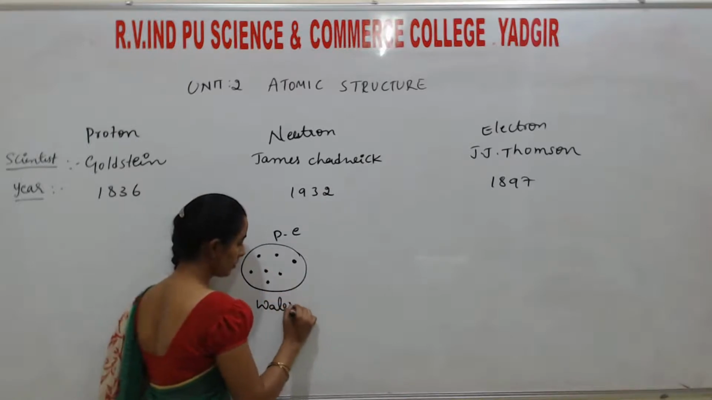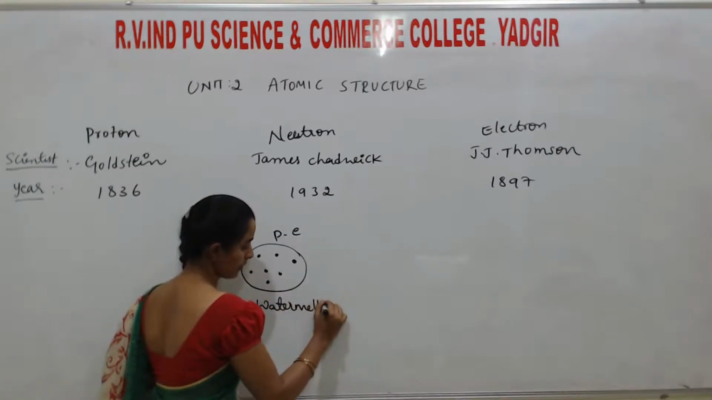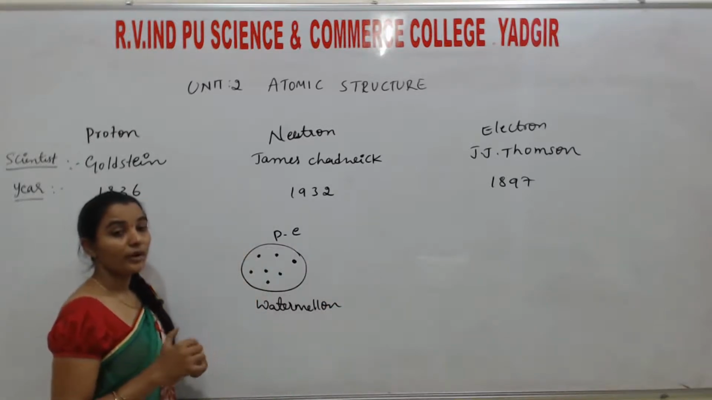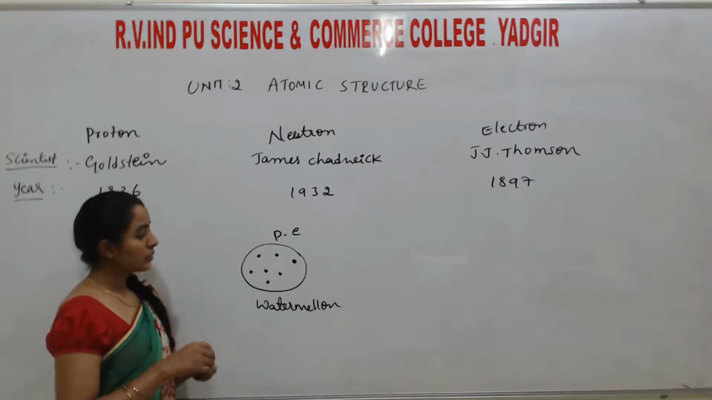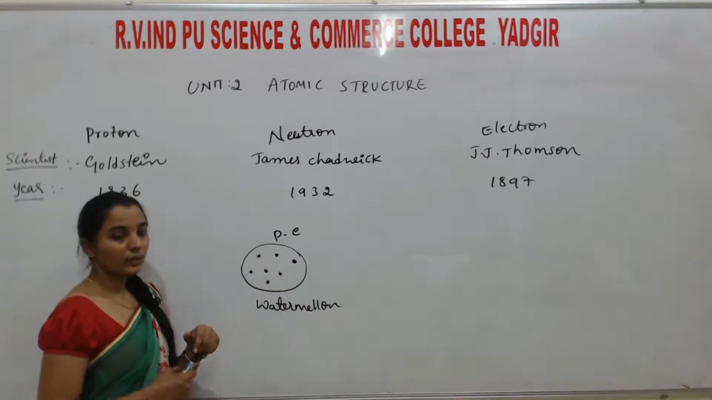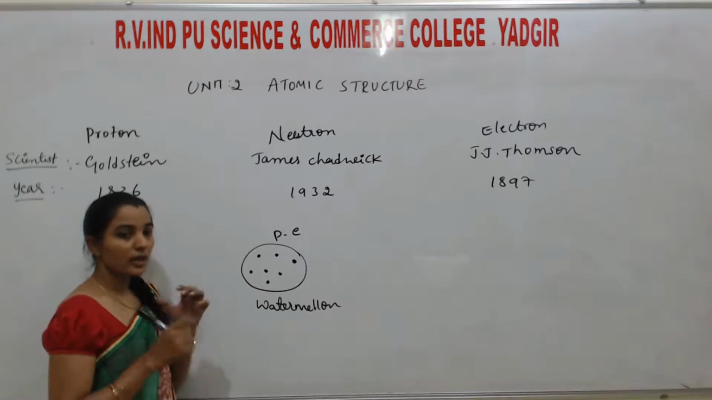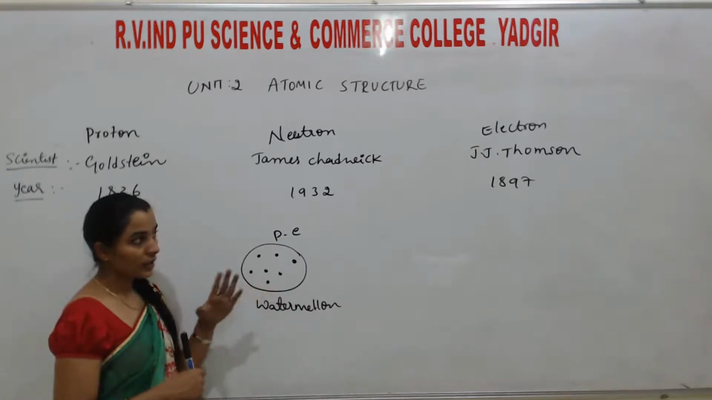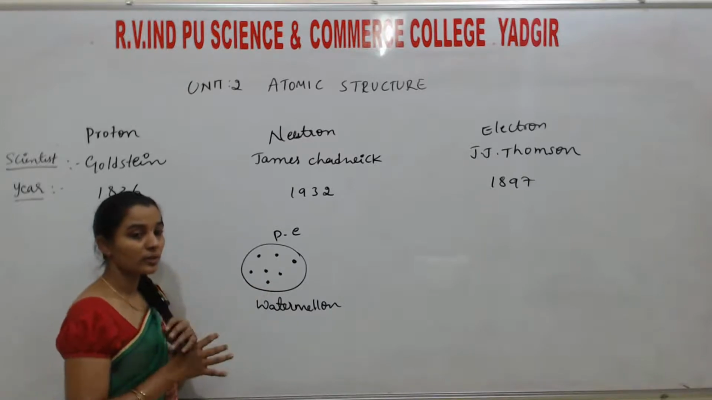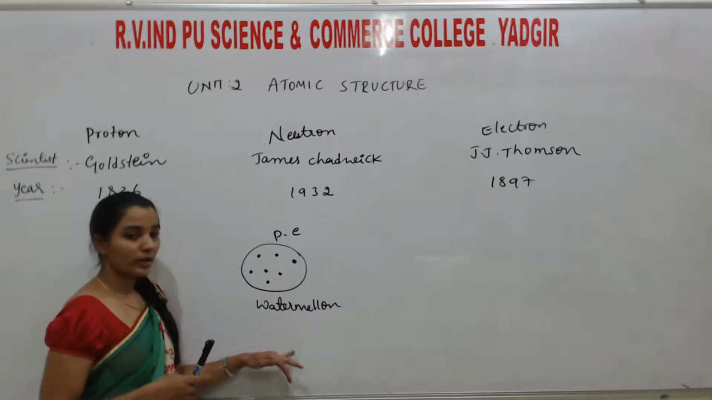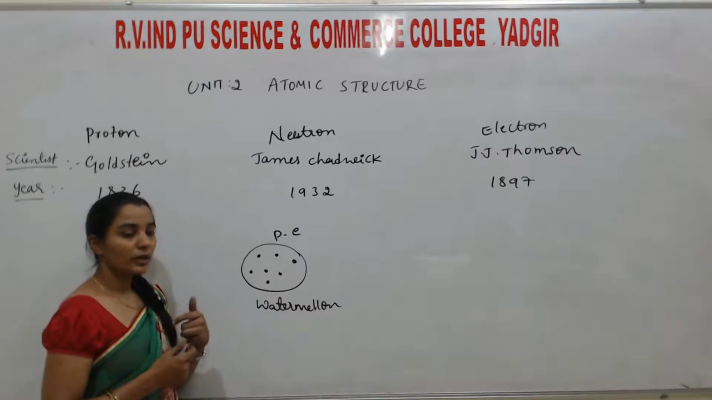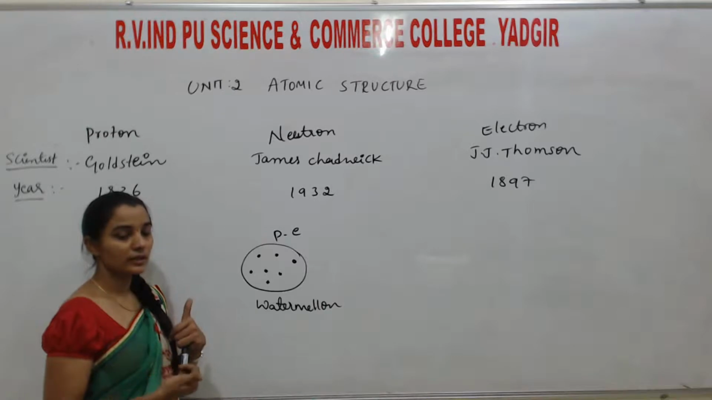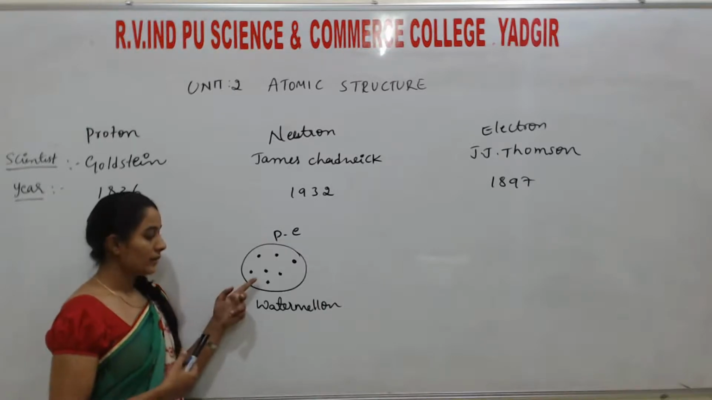Watermelon structure. So watermelon structure means the atom may be in the form of a watermelon. So what does that mean? The red part of the watermelon is nothing but the positive charges. The black seeds inside that watermelon are called what? Electrons. He assumed that the atom may be in the form of a watermelon. The red part is called protons, and the black seeds inside that red fruit are called electrons.